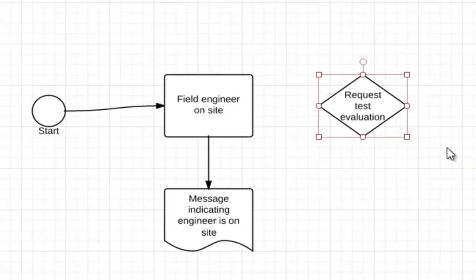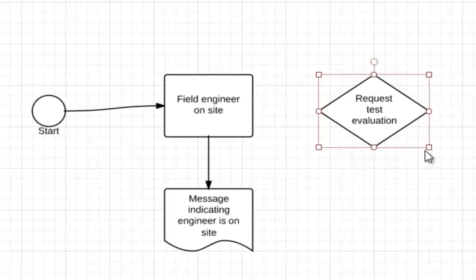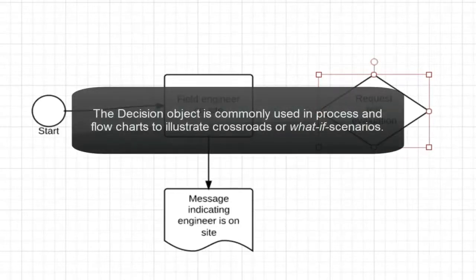Now, if the text won't fit inside the default shape, you just enlarge it by pulling out the little rectangular boxes around the object, like this. The decision object is commonly used in process and flowcharts to illustrate crossroads or what-if scenarios.